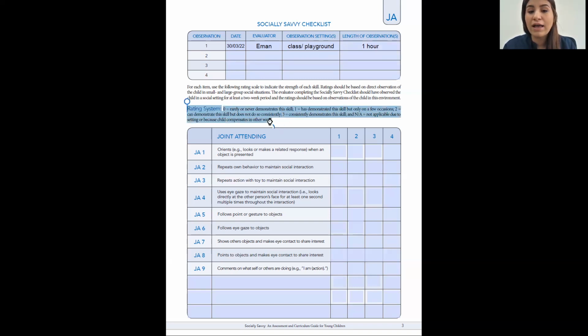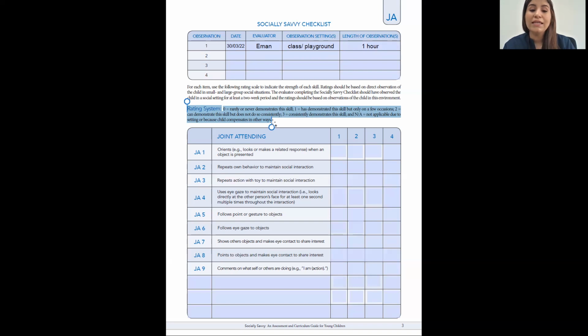All right. So we've discussed as well the rating system. In the rating system, we have 4 options to write down. The first one is 0. 0 means rarely or never demonstrates this skill. It's not in their repertoire yet. However, it's teachable. We can teach it one day, but they don't have it now.